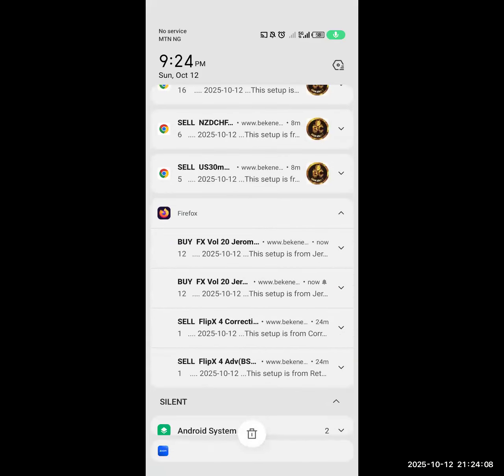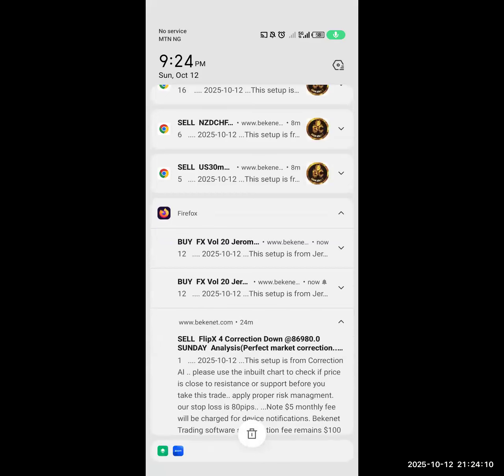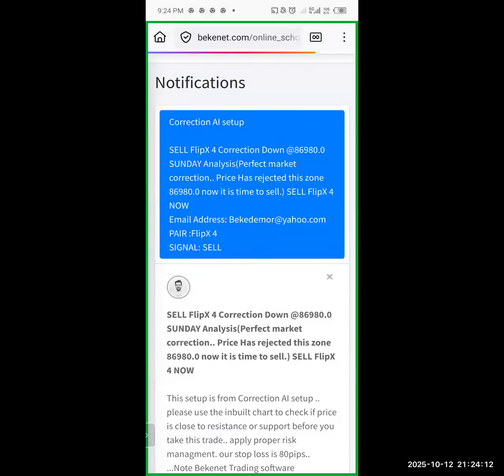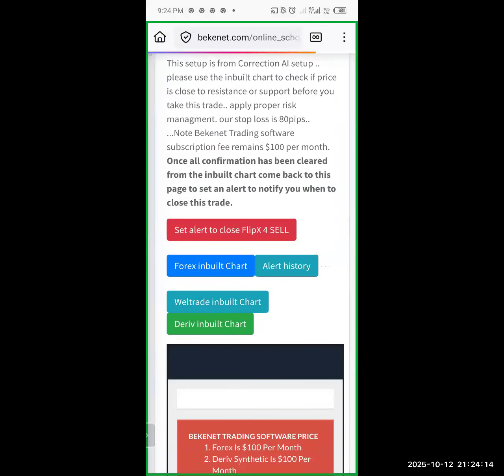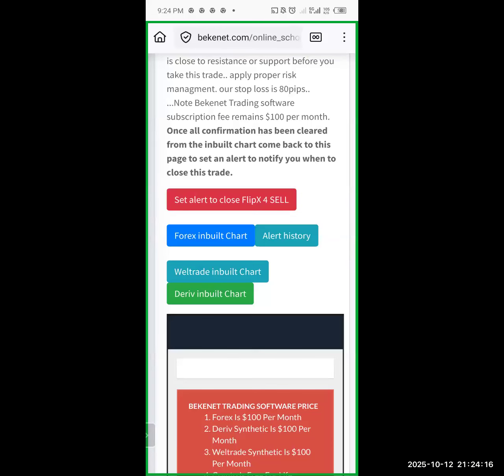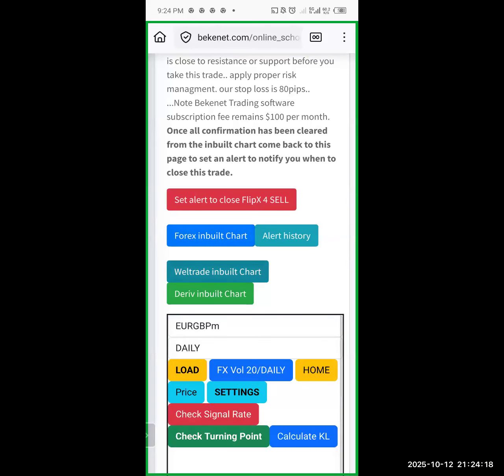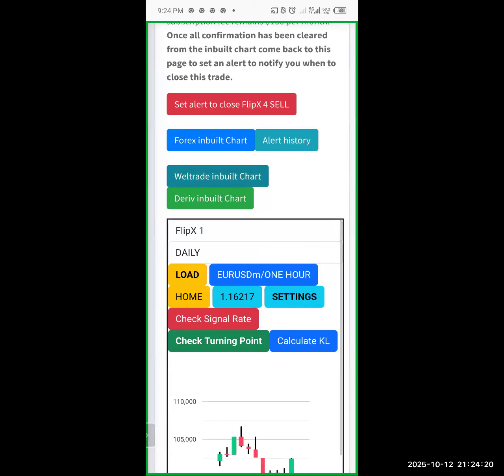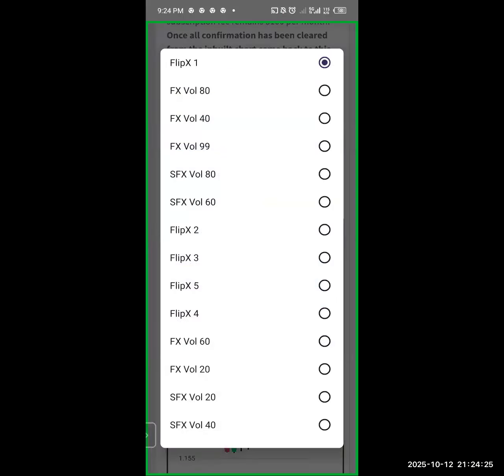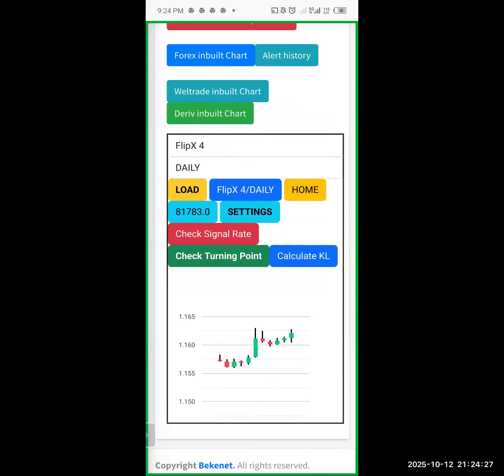This is flip 4. Let's check flip 4. Let's see if there is hope on this. This is flip 4. So I'm going to click on it again and see if we can actually take a trade on that. Let me click on it.